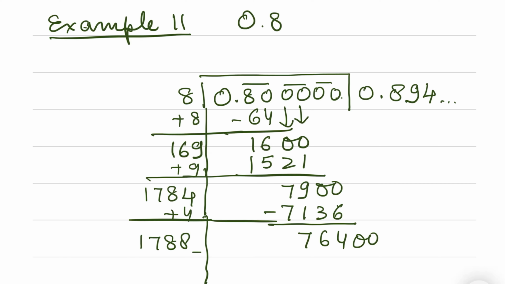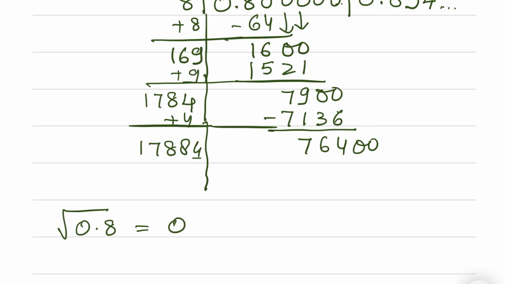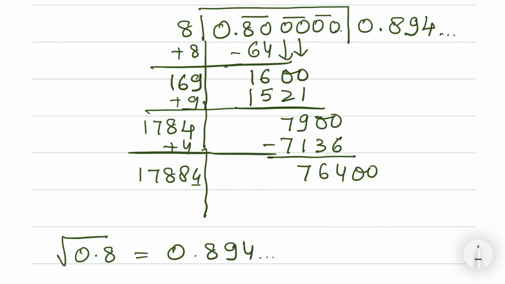It may be around again 4 only, so then we can go ahead like that and keep on doing. So that's fine. And we get square root of 0.8 is equal to 0.894, and we have done all different variations of finding the square root by division method.